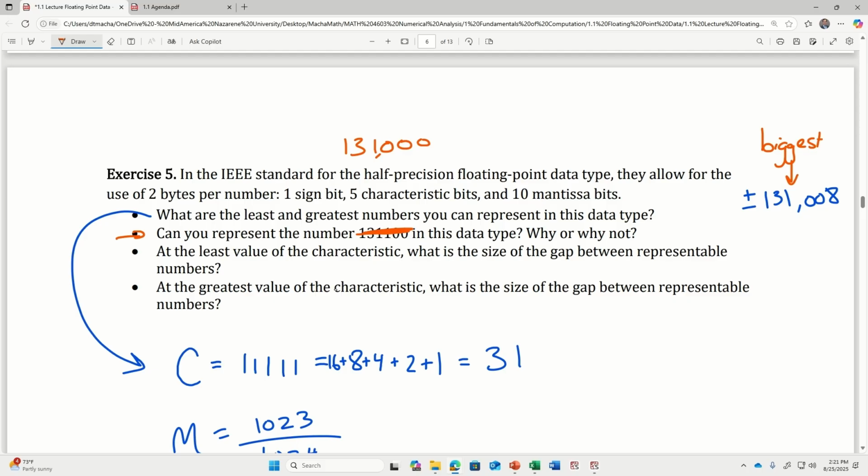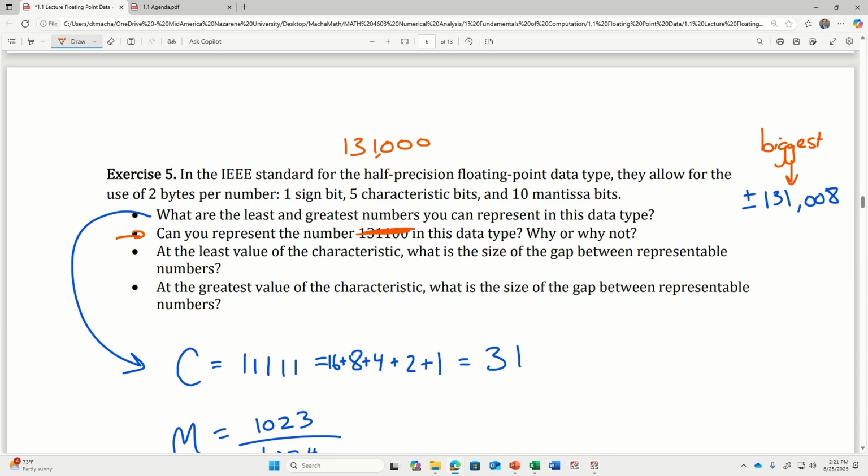What would be the next biggest? What would be the second biggest number? Well, I would probably want to leave the characteristic alone, because remember, the characteristic is for making big changes. The thing I want to tweak just a little bit is going to be the mantissa.